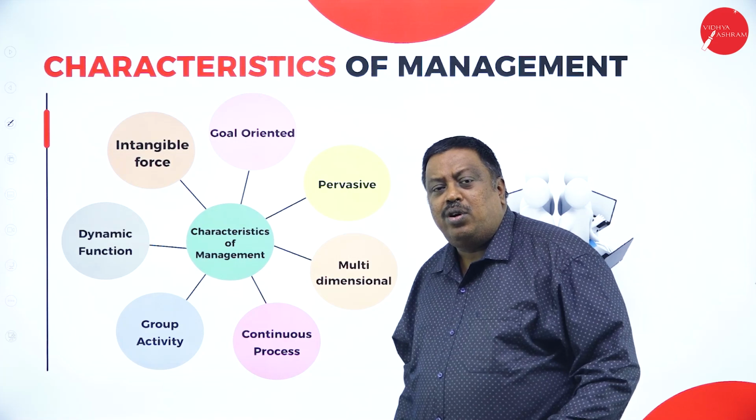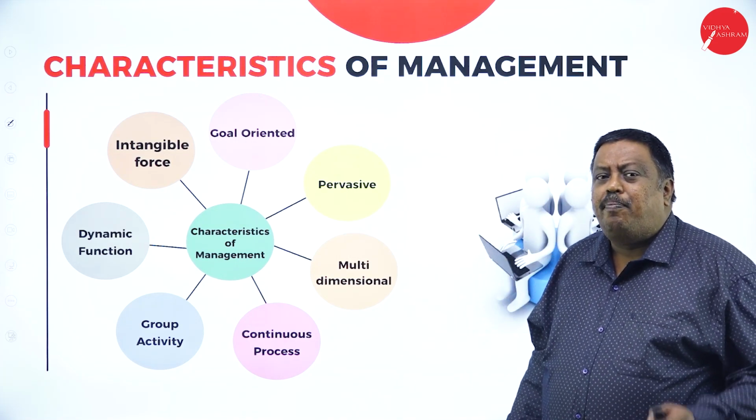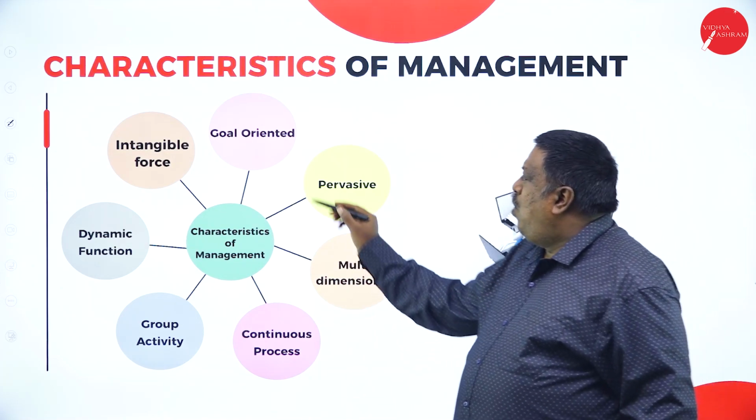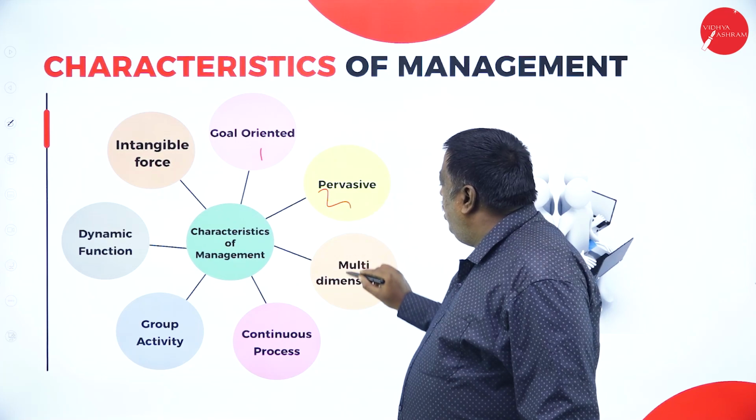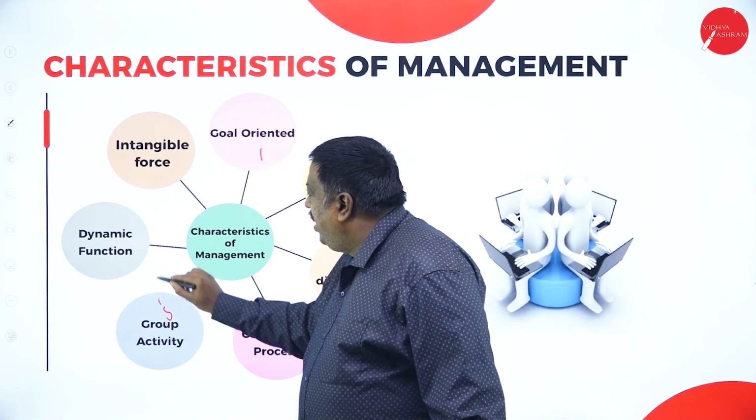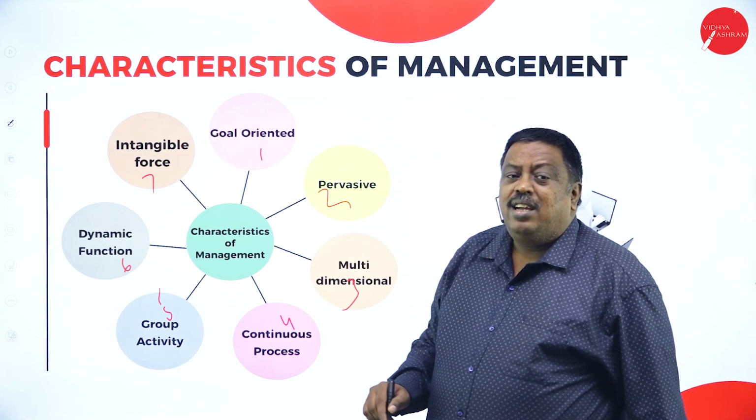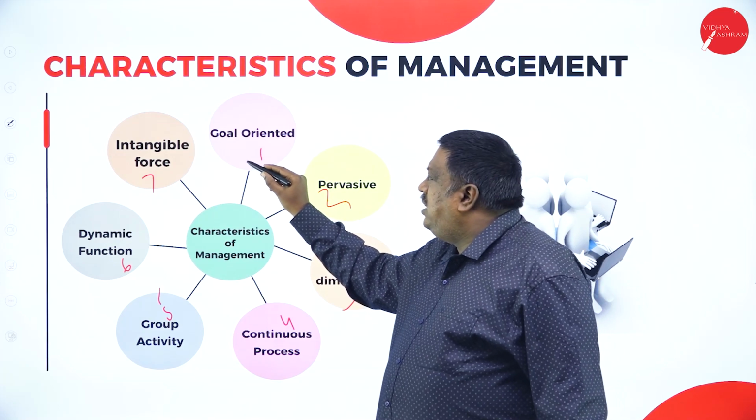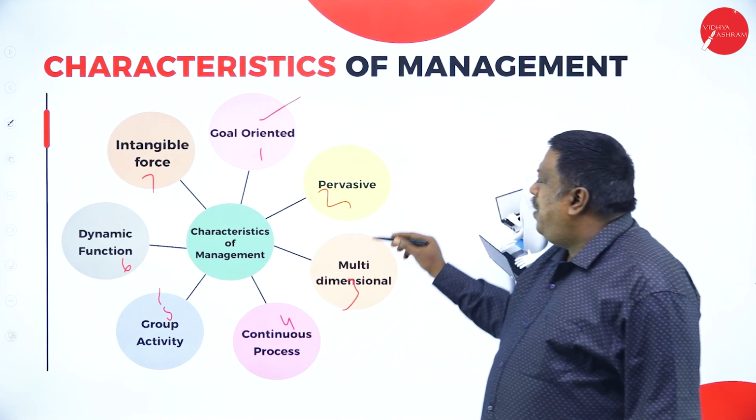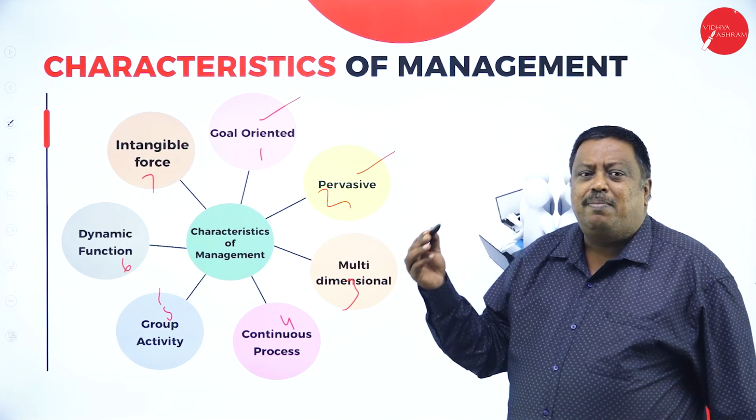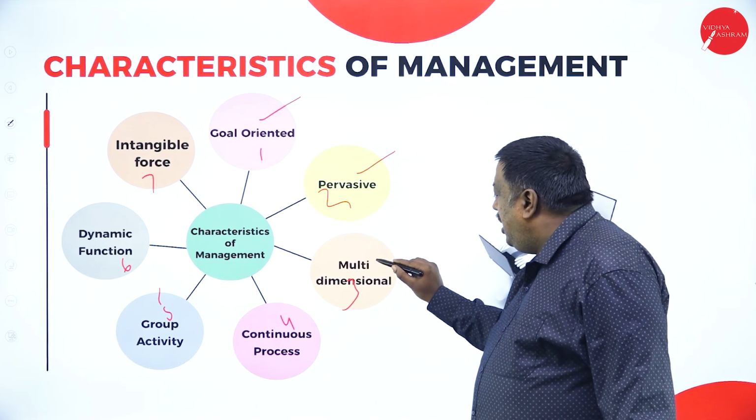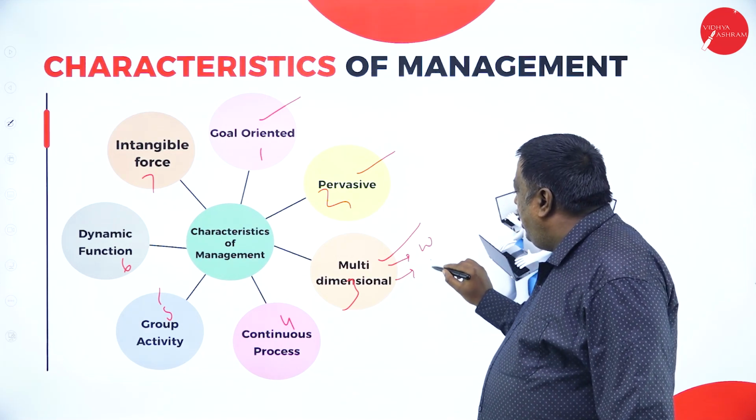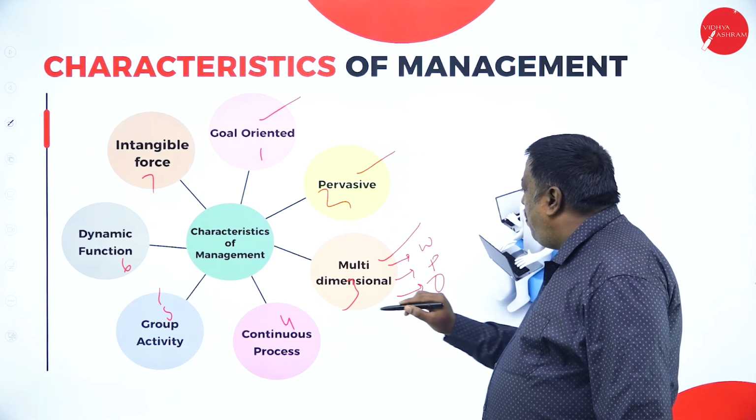The next main question they are going to ask you is to briefly explain the characteristics of management, where you have to write seven points. First, write all the seven points as bullet points. Management is goal-oriented. Management is pervasive, or universal. Management is multi-dimensional. Under that you write: management of work, management of people, and management of operations.